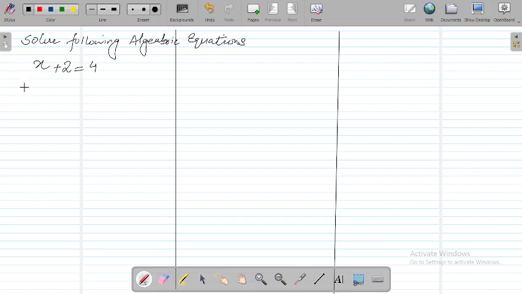All right, here we have a very simple algebraic equation, x plus 2 equals 4. We want to find the value of this x, okay? So in order to calculate the value of x, we want to make this x alone. What's the value of this x?